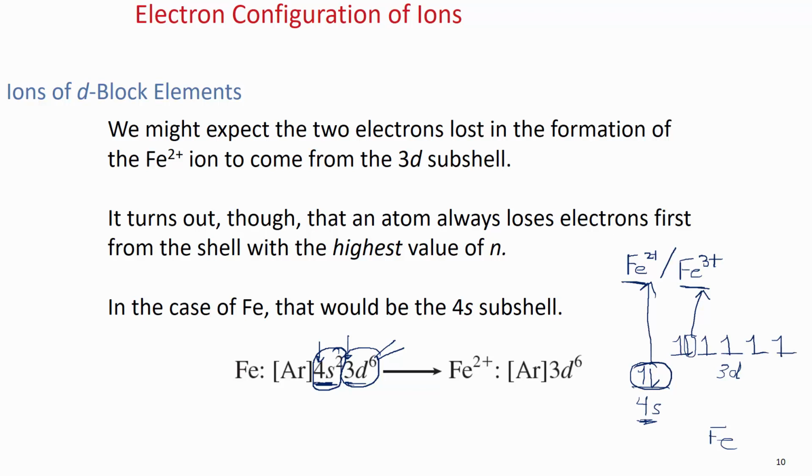So for iron 2 positive, we remove the 4th energy shell electrons first because it's furthest from the nucleus. It is the outer shell. It is the highest principal quantum level. And then we start to remove from the 3d.